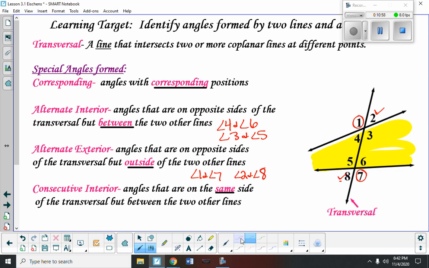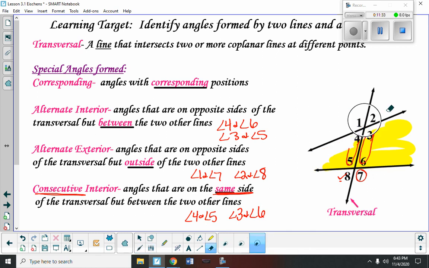And then the last one is these are called consecutive interior. Those are angles that are on the same side of a transversal, but between the two lines. So they're in the interior, but they're on the same side. So like angle 4 and 5 and angle 3 and 6. Those are called consecutive interior. Now, some books call them same side interior. I will use those words interchangeably for these angles. So angle 4 and angle 5 and angle 3 and angle 6.